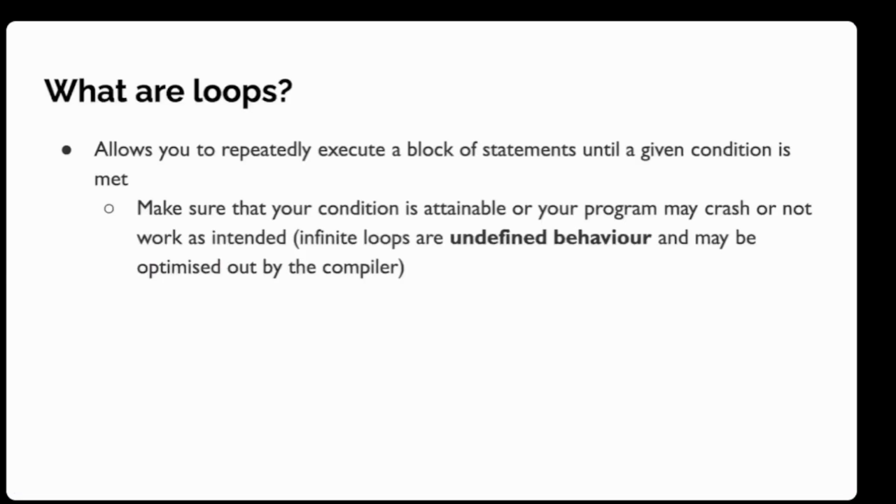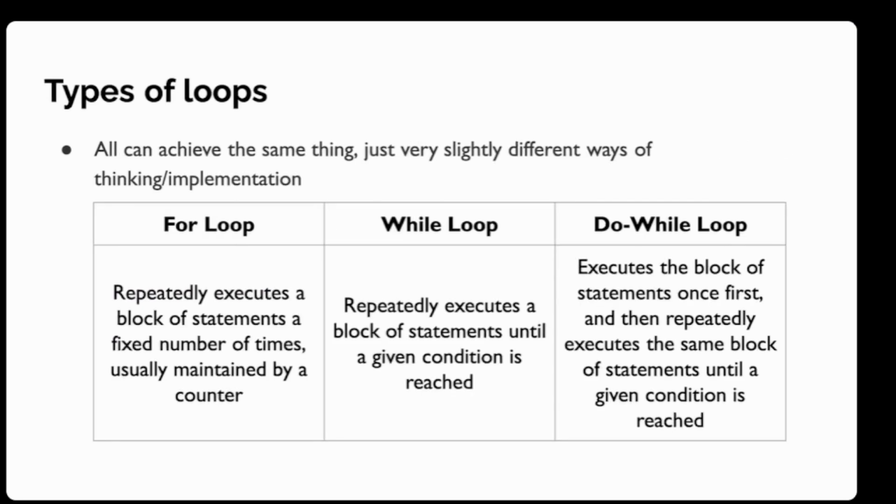Okay, next, loops. So what are loops? It basically allows you to repeatedly execute a block of statements. Make sure your condition is attainable, or your program may crash or not work as intended. Infinite loops are undefined behavior and may be optimized out by the compiler. There are three types of loops. They basically do the exact same thing, but are a bit different in terms of implementation and thinking.